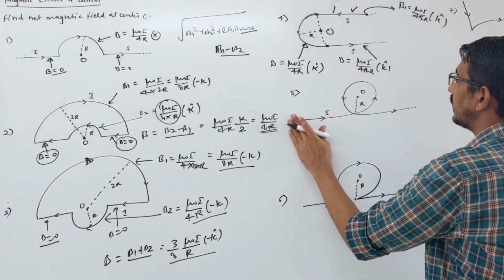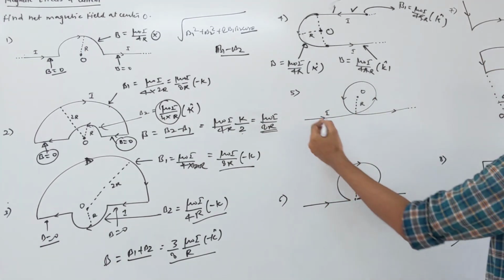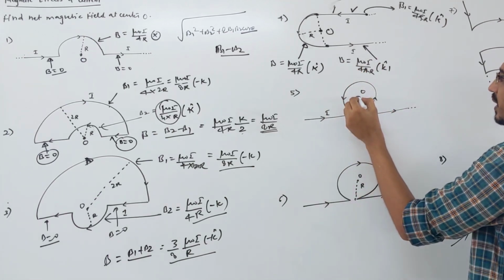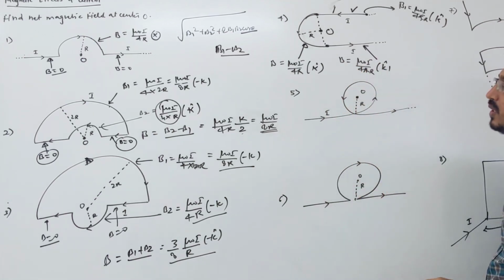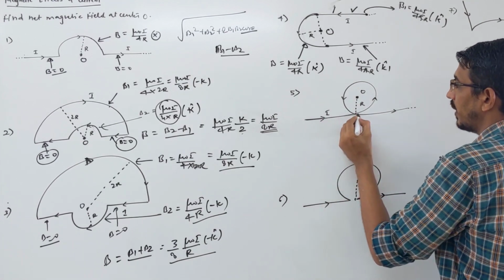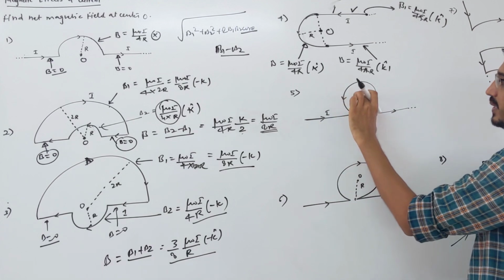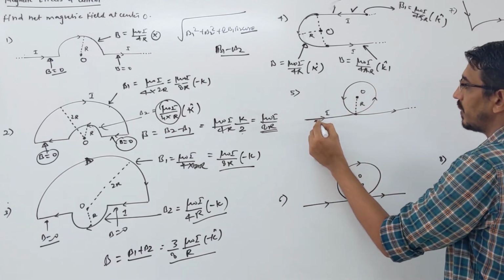Okay. Next picture. Question number 5. Current was coming, then it's turned into a loop, and current is going. So you want to find net magnetic field at this point, right? So due to this wire, this straight long wire, what case is this? Again the end of the wire, right? This point is at the end of the wire. So due to this wire, what is the answer?